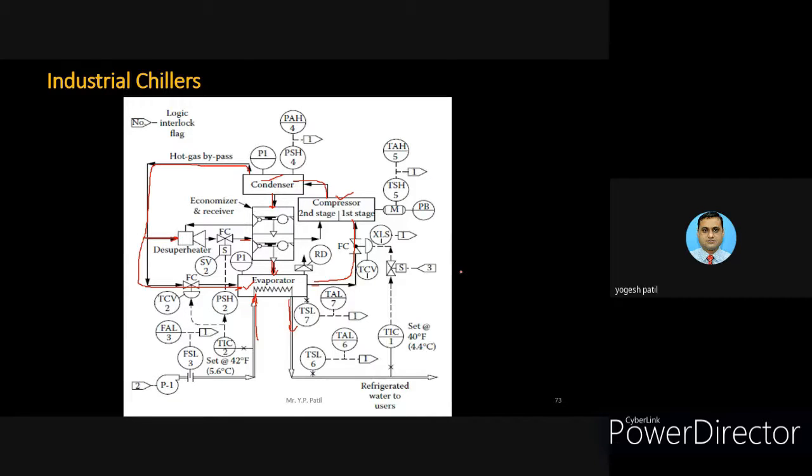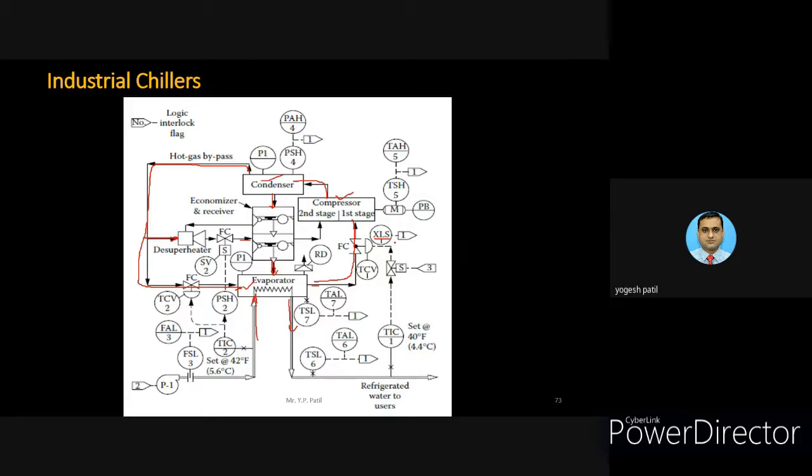So this is the basic diagram. Now, when we try to understand the different symbols used in this picture, this is XLS. What is this XLS? This XLS is actually the suction vane limit switch. So the suction vane limit switch is connected by this symbol XLS.